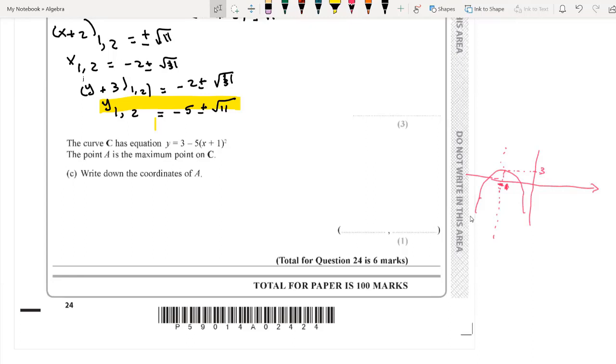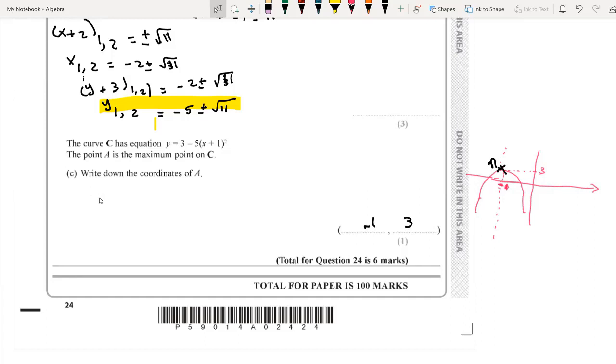So this is the maximum point because we know that it is an N shape. So the maximum point here is this one. This is point A. So the coordinates of A are negative 1 and 3.